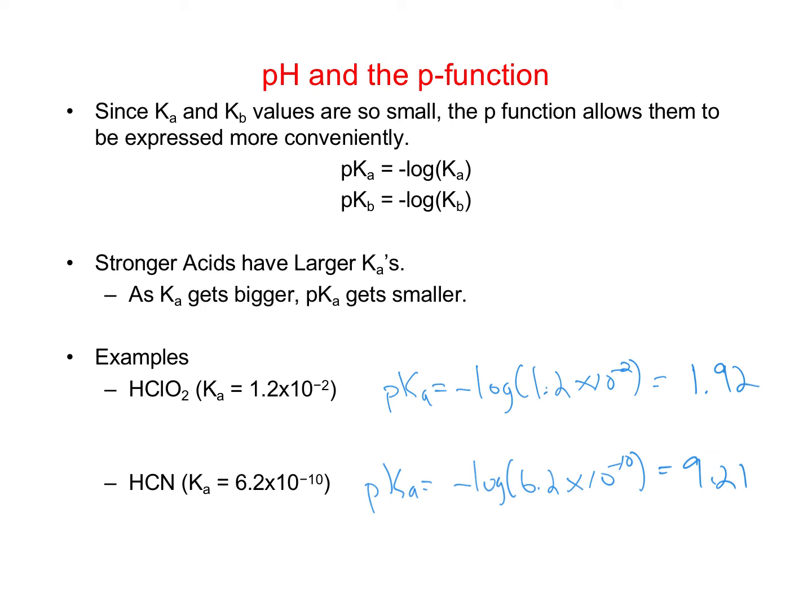pKa. All right, and just like with pH and pOH, I can go back and forth between the hydronium ion concentration and the pH. I can go back and forth between the Ka and the pKa. So if I have the pKa and I want the Ka, it is just 10 to the minus pKa, or the Kb is just 10 to the minus pKb.